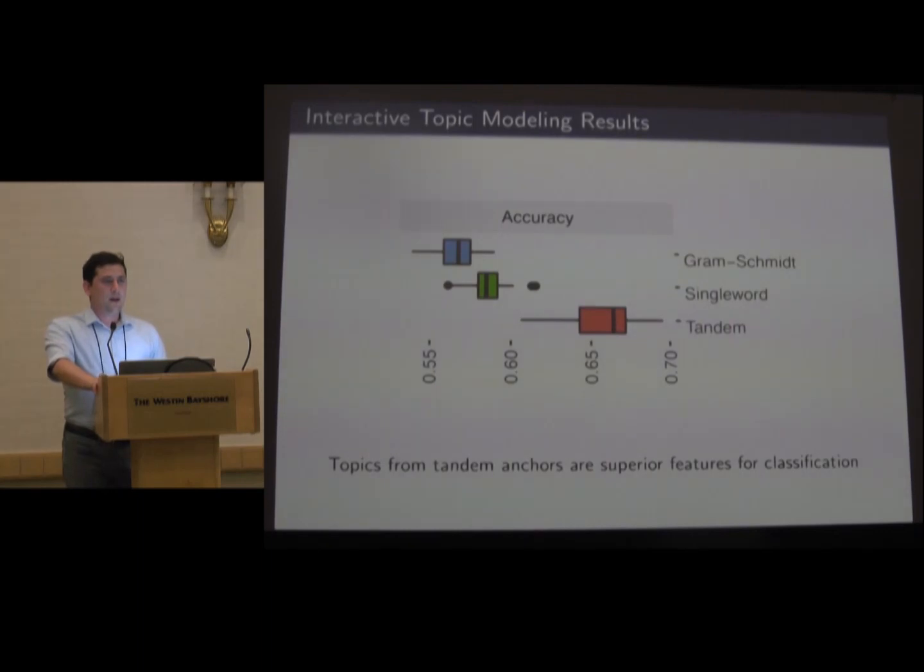So as I said, we use the accuracy in a classification task as a proxy for how well the users were able to modify the topics to reflect the underlying data. As we can see, the topics produced by tandem anchors are superior classification features. We also measured various external clustering metrics, and the story is largely the same.